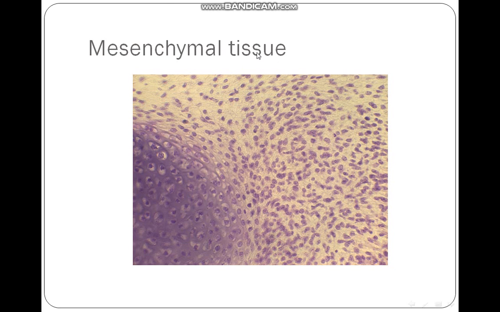Mesenchymal connective tissue is a transient stage for different types of tissue. It's derived from mesoderm and contains an abundant population of mesenchymal cells.